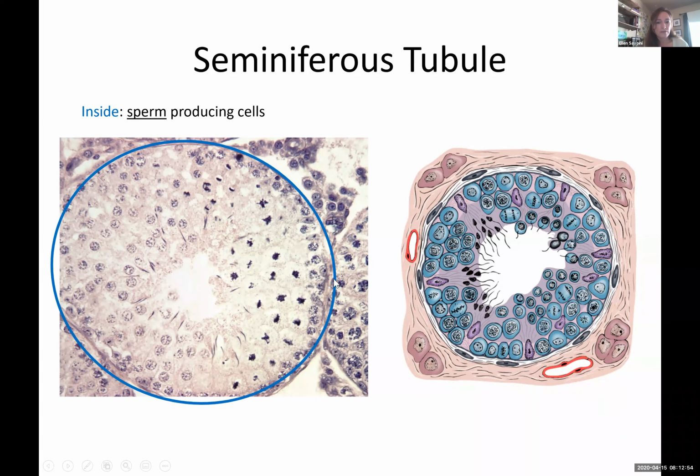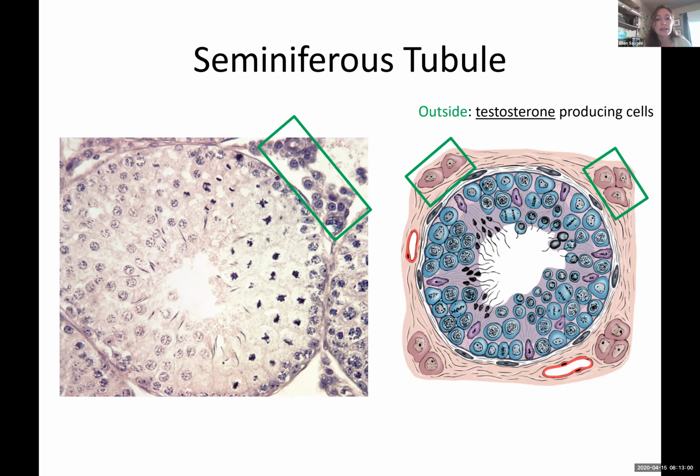So in the seminiferous tubule, we have sperm-producing cells. But outside these seminiferous tubules, we have cells known as Leydig cells or interstitial cells. These cells make testosterone. Testosterone can feed back into the cycle of forming sperm, but it also produces secondary male characteristics: it increases muscle mass, increases vocal cord thickness, which lowers the tone of the voice, as well as hair on the face and things like that.